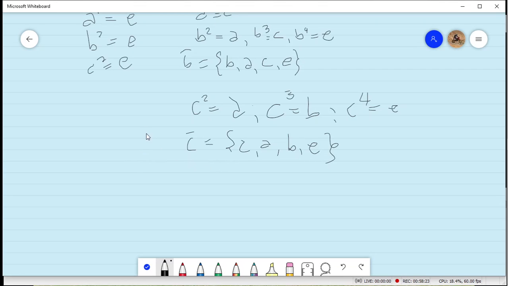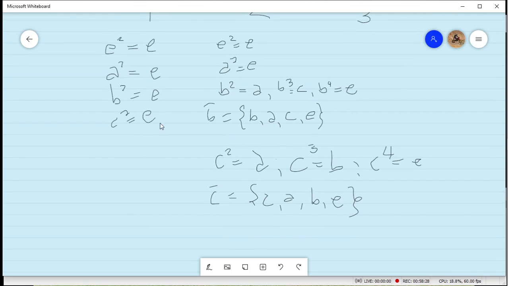So we see that in the first table, for element A, there is only one power, which is itself. A has two powers, A itself and E. The same is true of B. And we can see that the inverse of each element is itself in the first table.